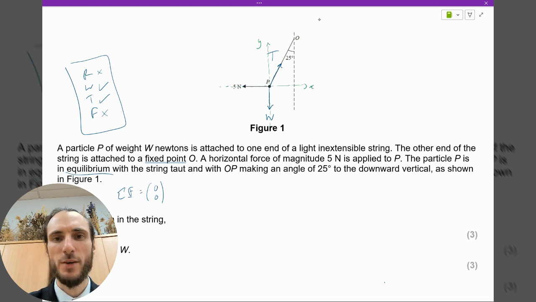And then we're pretty happy with trying to resolve the forces for W, and for 5, we could perhaps just write this down. W is going to be 0 and then minus W, right, because it's going down the y-axis. And then here we're going to have a minus 5 and a 0 because it's going along the x-axis but going towards the left. This T, we need to work out the angle.